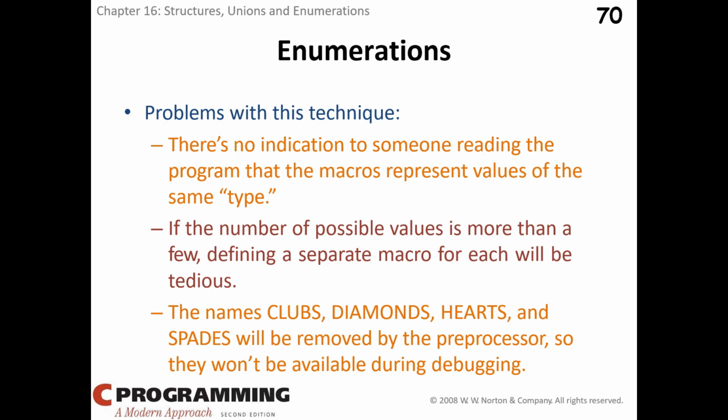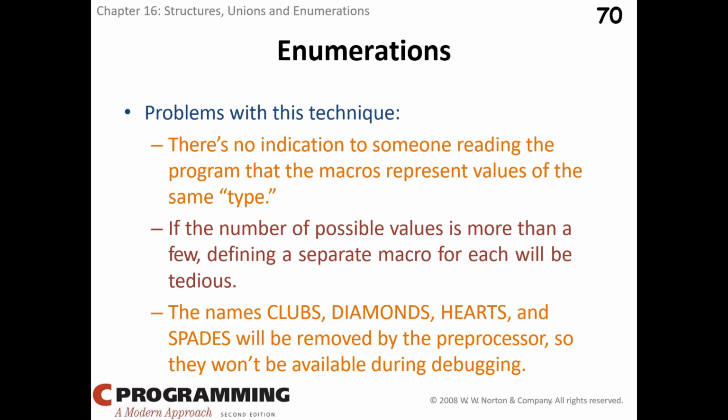So one of the issues, the same one as with the first example, is lack of clarity regarding the relationship between each macro. So when someone reads the program, they may not immediately recognize that clubs, diamonds, hearts, and spades all belong to the same type.